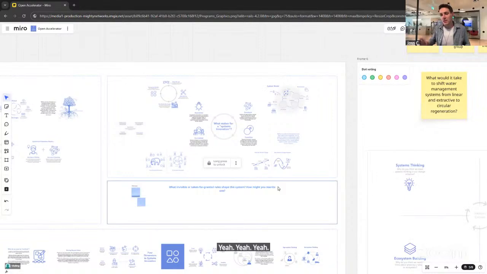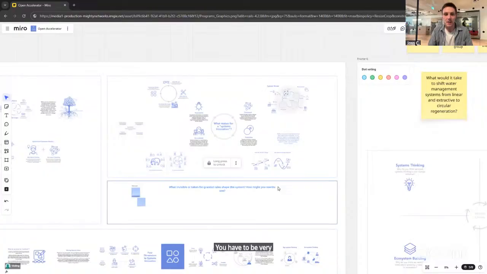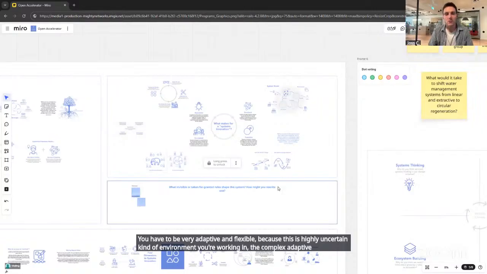Yeah, there are a lot of things that really need to come into focus. This is quite complex work. It's very much interdisciplinary too, right? It's not one approach. It's drawing upon many different areas, and many different tools and methods need to come together. And you have to be very adaptive and flexible, because this is a highly uncertain environment. You're working in a complex adaptive system where you don't really have control of any of this. You have to be flexible and adaptive and approach it from different angles. These wicked problems are never one thing, right? If we take a water crisis, there are actually multiple things going on behind it, or challenges in decarbonizing transportation. It's not just transport, it's interrelated with so many things. So you need to take many different approaches, but those are great observations.